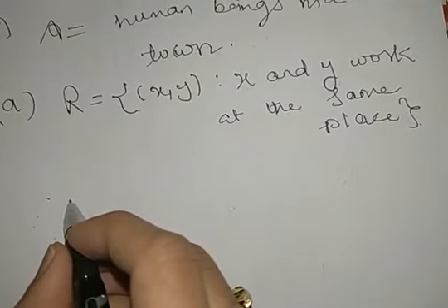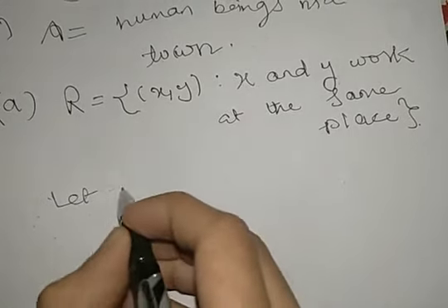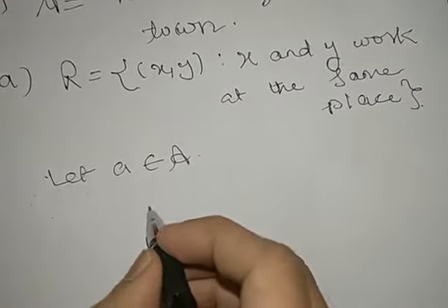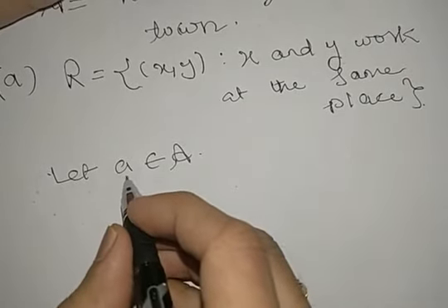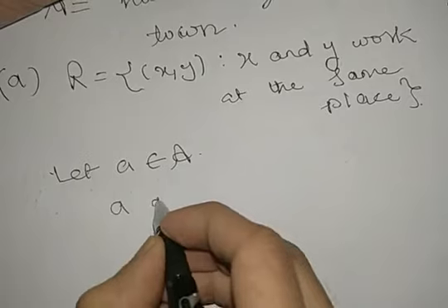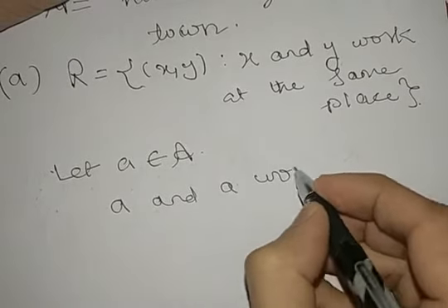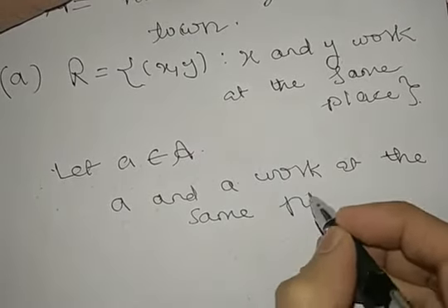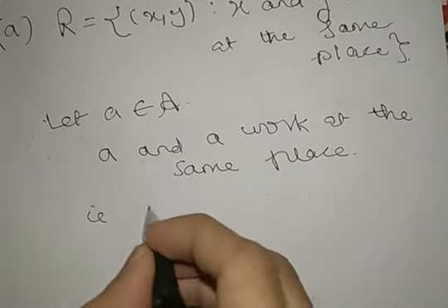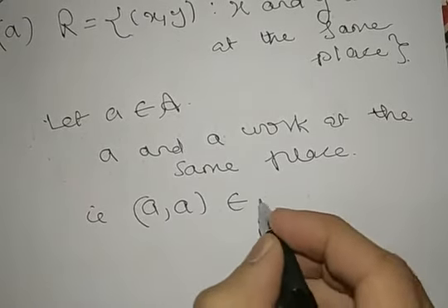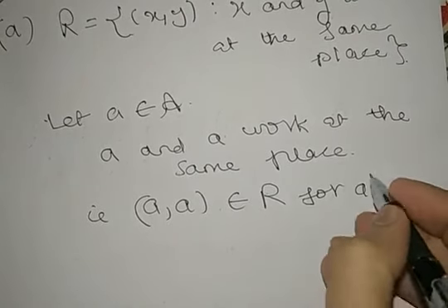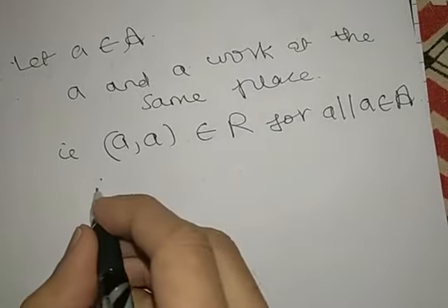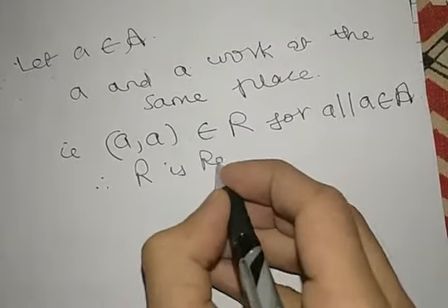So you can say that if you take a belonging to the set A, that is a is a human being, then a and a work at the same place, right? a is the same person, so a and a work at the same place. So that is, (a, a) belongs to R for all a belonging to A. Therefore R is reflexive.